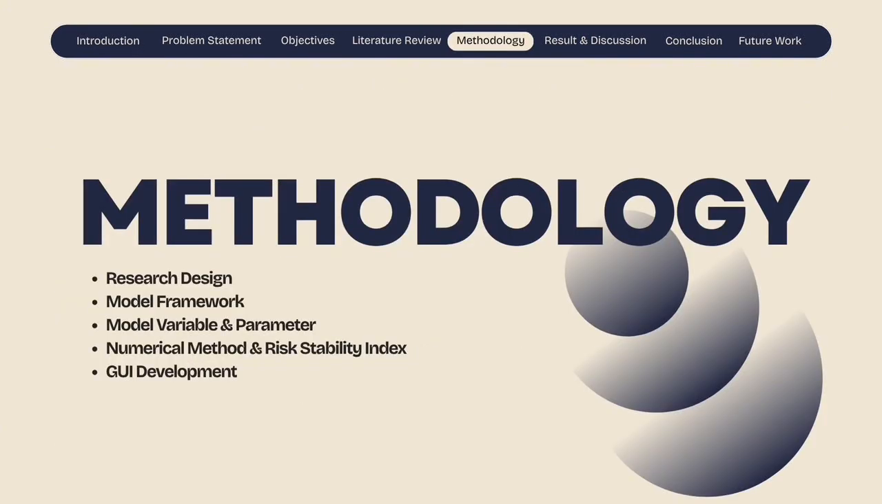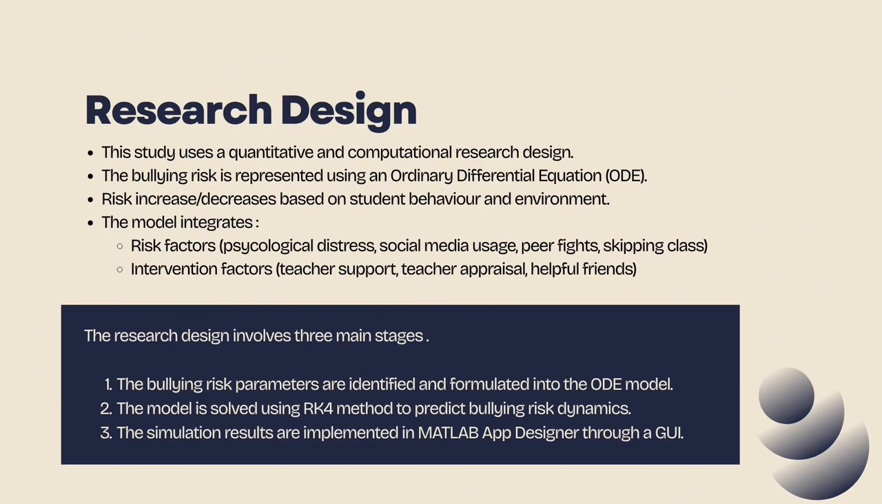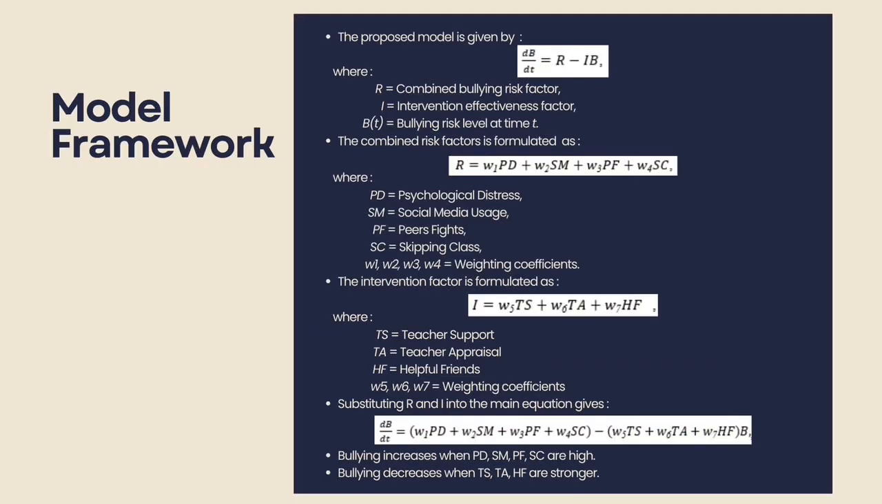Next, this study follows 5 main stages in the methodology overview. So for the first methodology, which is the research design, this research applied a quantitative and computational approach. Bullying risk is represented using an ordinary differential equation where the risk level changes based on behavioral and environmental factors. The model integrates risk factors together with intervention factors.